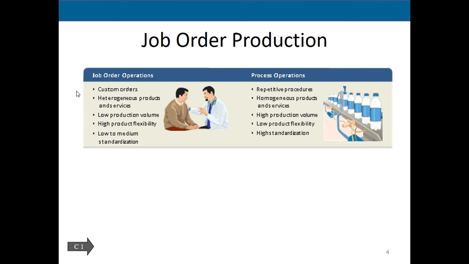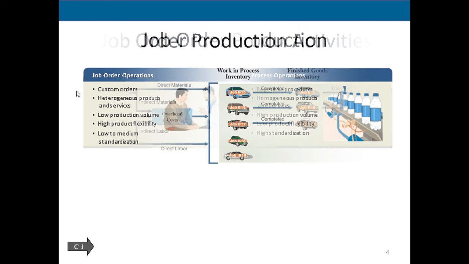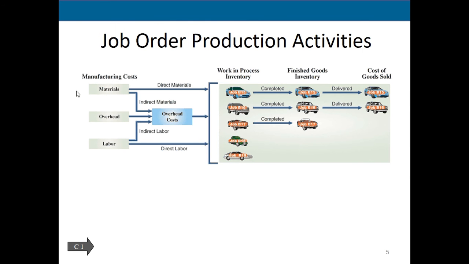There's again just a difference between the two. For job order operations, it shows you on the left that we're dealing with very customized type things, whereas on the right for process operations, we're dealing with mass produced type stuff. This is just a little bit of job order production activities.